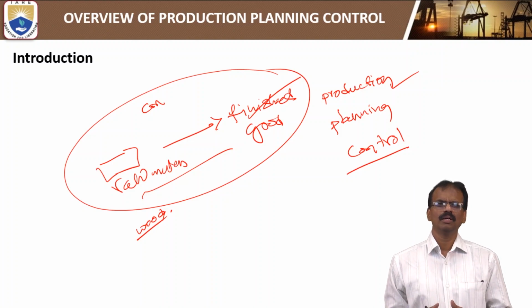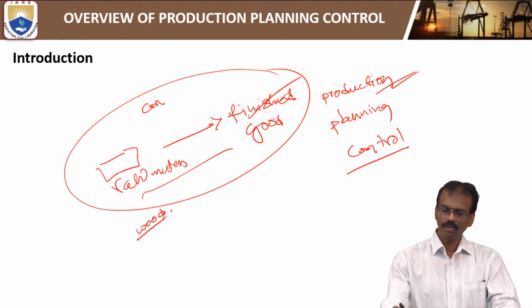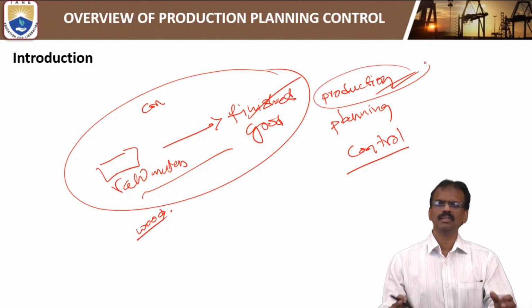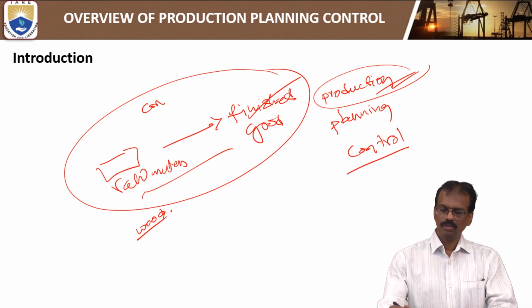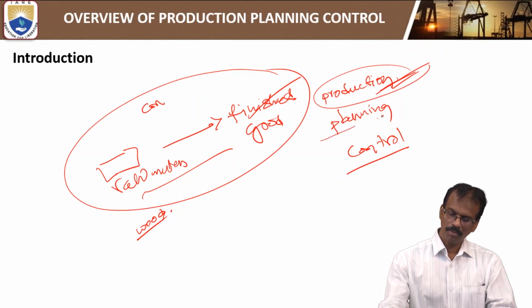Every product has some raw material, so by applying some conversion methods, we can get the finished goods. Production is very important for human beings, because we require the finished goods for particular purposes. So this is called production. The first one is production. Next we'll see the second term, planning.